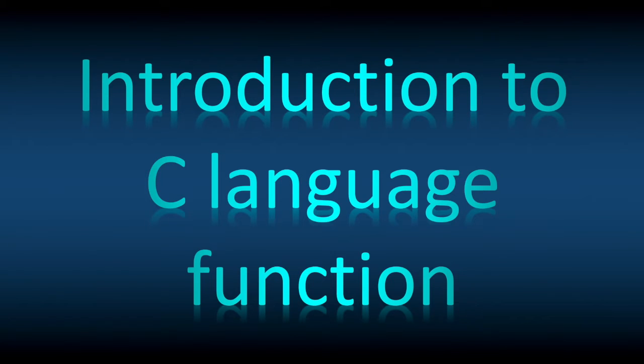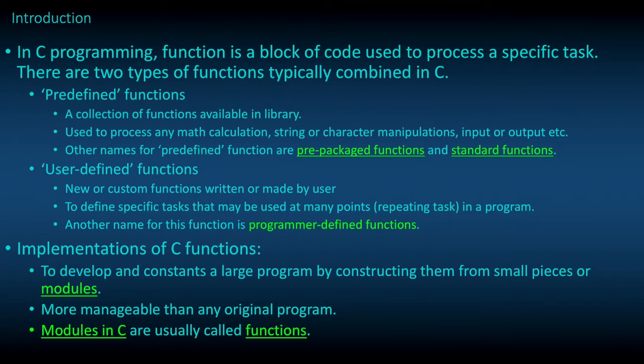Introduction to C language function. In C programming, a function is a block of code used to process a specific task. It can be anything like average, sum, square root, or anything else. There are two types of function typically combined in C, which are predefined functions and user defined functions.